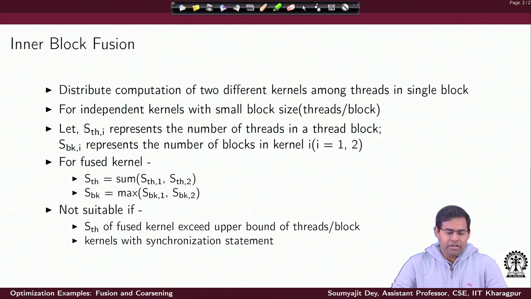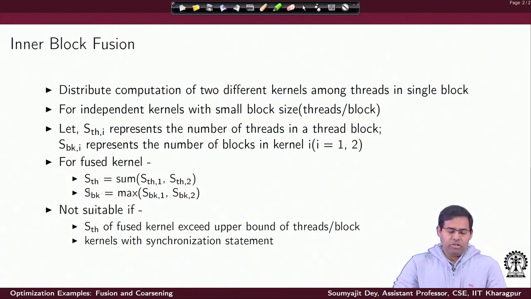So, like earlier, let STHI represent the number of threads in a thread block and SBKI represent the number of blocks in the kernel, where I is either 1 or 2 representing kernel 1 or kernel 2. Of course, I can generalize, I can have fusion of more than 2 kernels. So, this is just a candidate example where I am showing how I will fuse 2 kernels. For the fused kernel, we will have the total number of threads per block as the sum of these two, because I will delegate some of the threads to do the activity for kernel 1 and I will delegate some of the threads to do the activity for kernel 2.